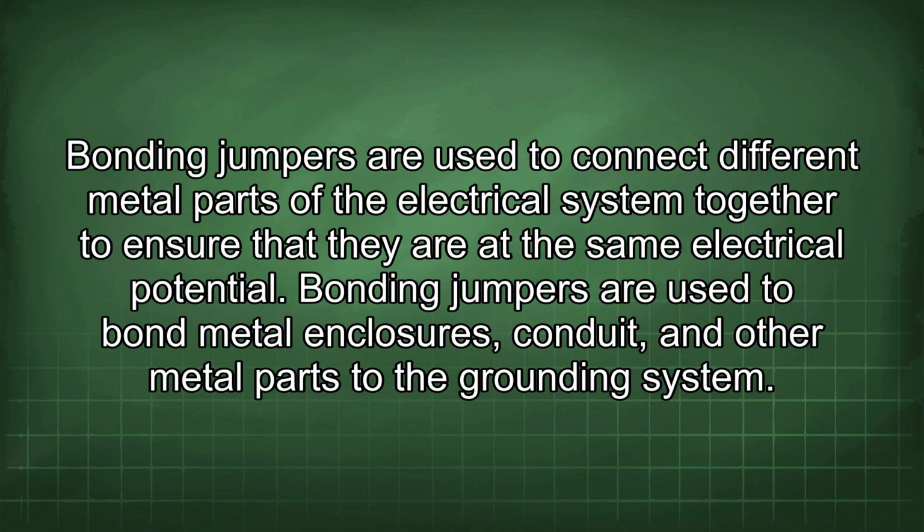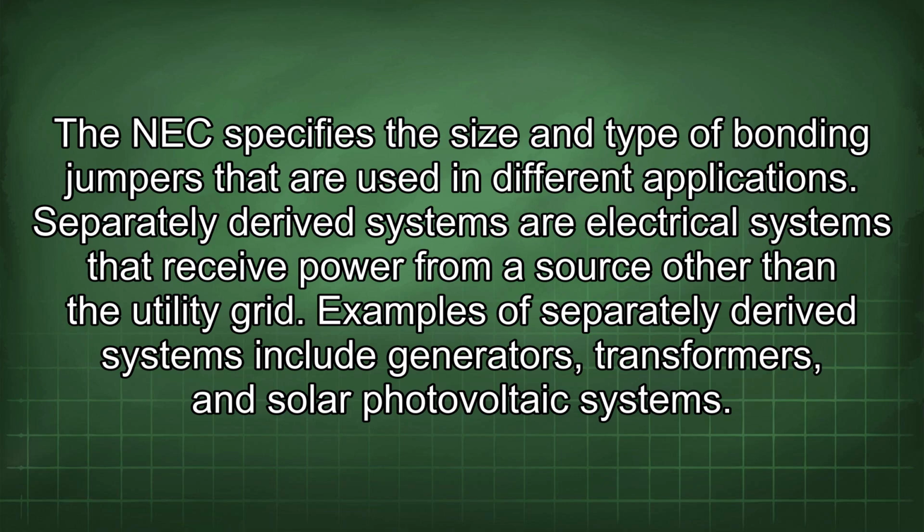Bonding jumpers are used to connect different metal parts of the electrical system together to ensure that they are at the same electrical potential. Bonding jumpers are used to bond metal enclosures, conduit, and other metal parts to the grounding system. The NEC specifies the size and type of bonding jumpers that are used in different applications.